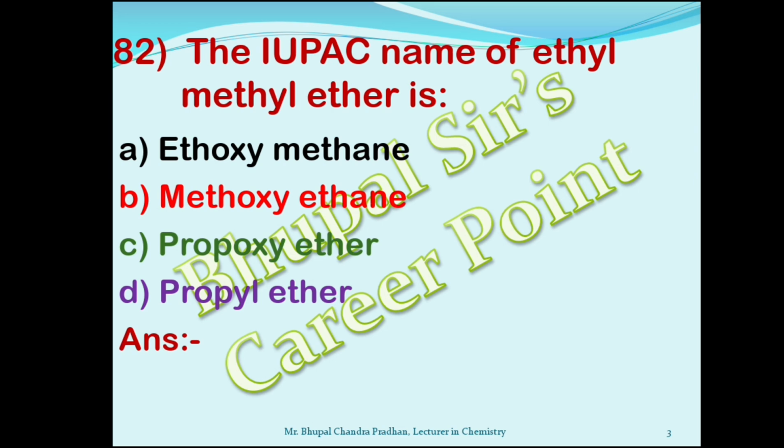The IUPAC name of ethyl methyl ether: to the oxygen atom, ethyl and methyl groups are attached. According to the IUPAC nomenclature, the ether is named as alkoxy alkane. The smaller alkyl group is named as alkoxy and the larger alkyl group is named as alkane. Out of ethyl and methyl, the smaller one is methyl and the larger one is ethyl. So the IUPAC name of the compound is methoxyethane. That is, option B is the correct answer. Thanks to the students who have given option B as their answer in the live chat.